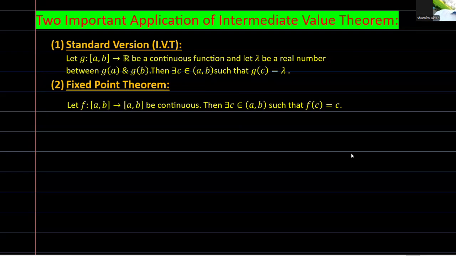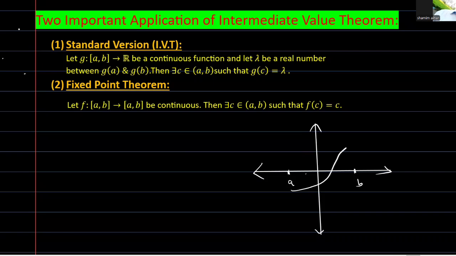Graphically, we mean that suppose this is my x-axis and this is the y-axis. The x-axis represents the domain of the graph and the y-axis represents the codomain, or also the range, of the graph. Suppose a here and b here, and this is my graph g of x.